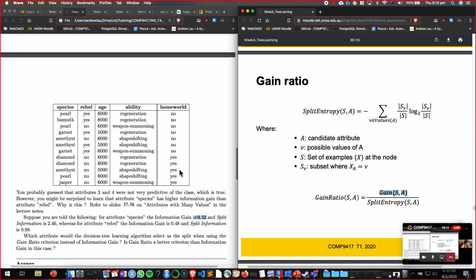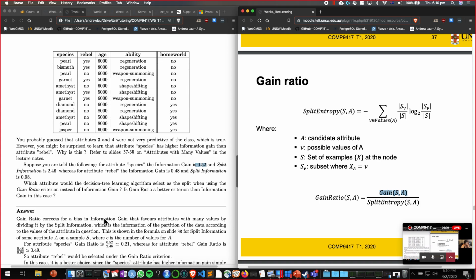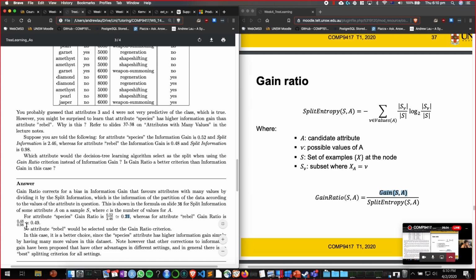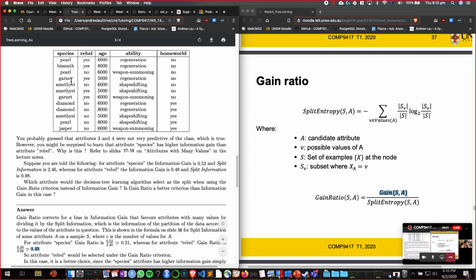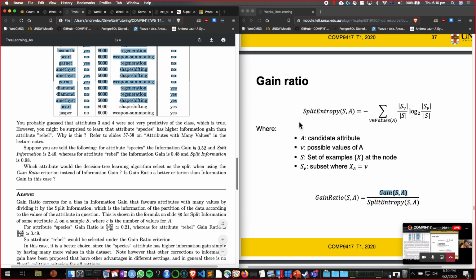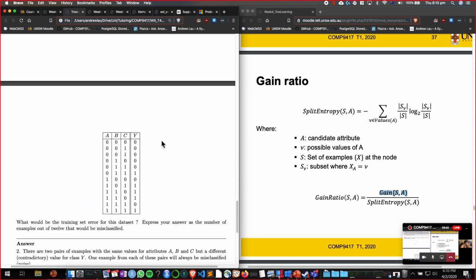Cool. So after penalizing for the impurity or the number of levels in each of the features, we see that species has 0.21 versus the rebel gain ratio, which is 0.49. So species used to be better, at least from an information gain perspective. We would have chosen that. But after we penalize it for having so many levels, we go with rebel. So this question is effectively just using this gain ratio concept. Okay, and I talked about this already.